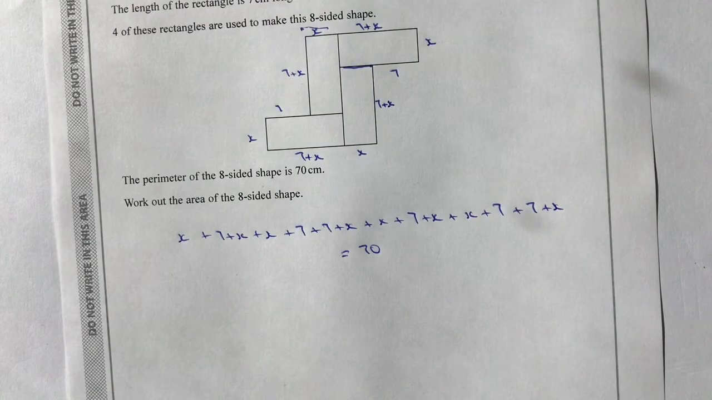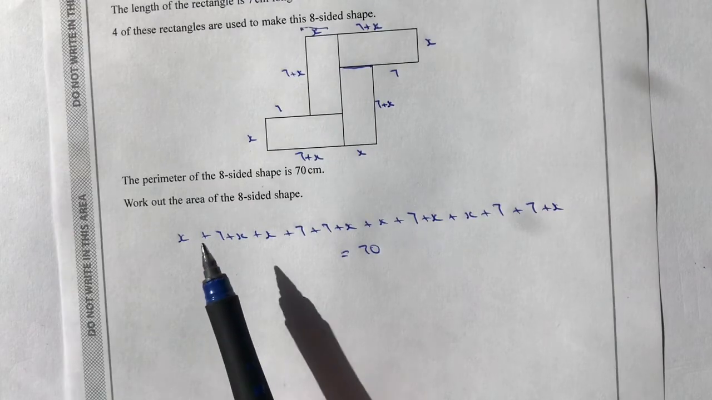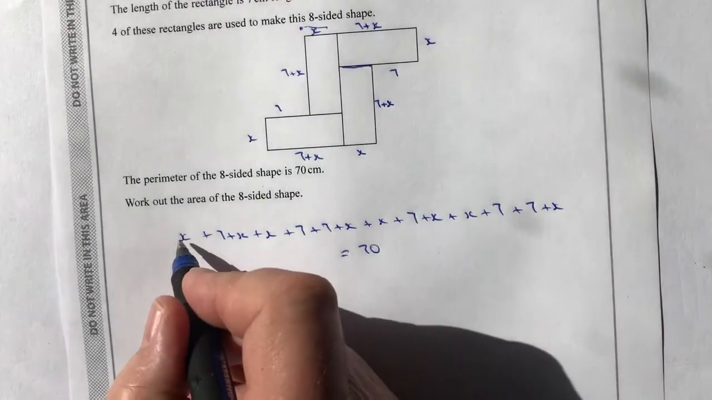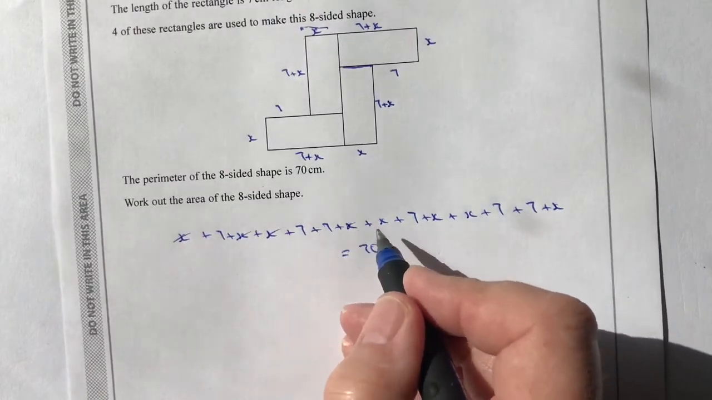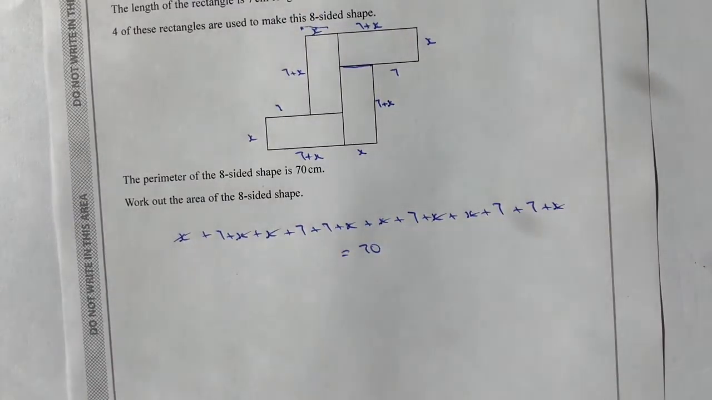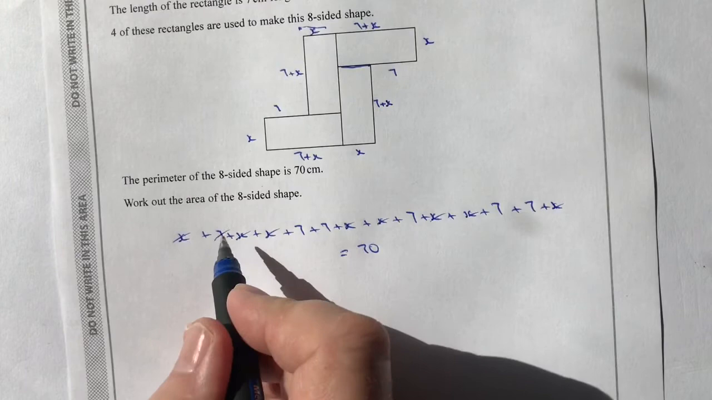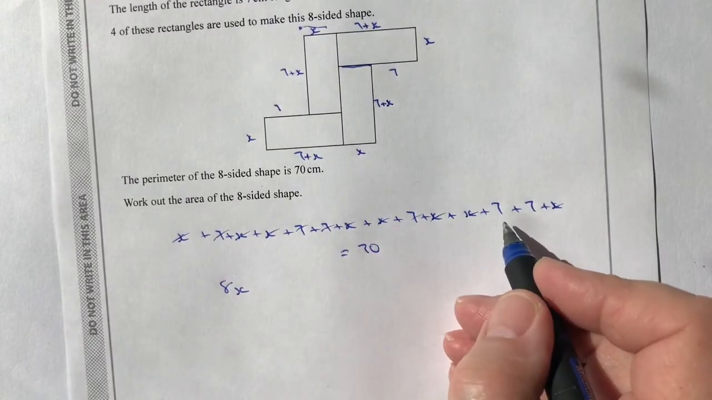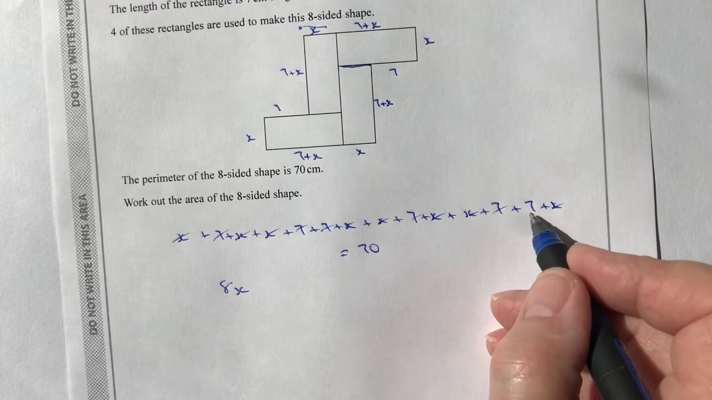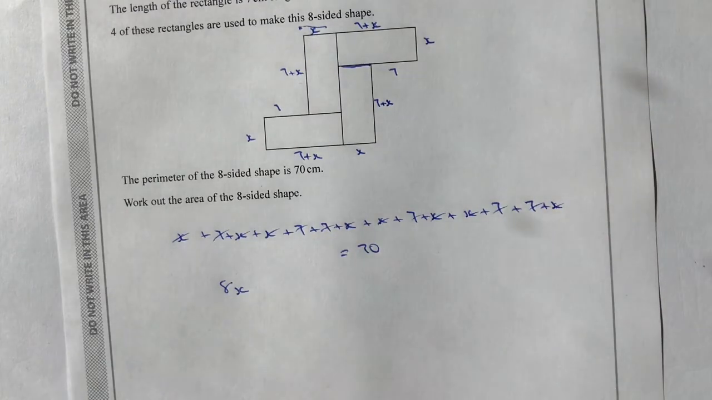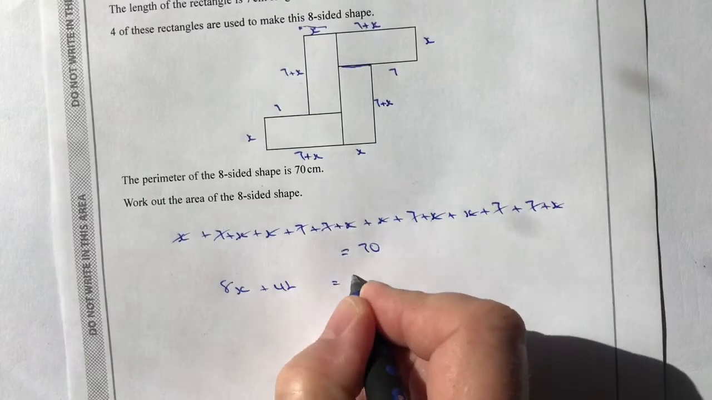Because once we've got the value of x, we can then work out the area of the 8-sided shape, because we'll have the tools to be able to work out the area of each of the rectangles. Okay, so once I put all of this together, what I'm going to find is I've got x, 1, 2, 3, 4, 5, 6, 7, 8. So I'm going to get 8x. Okay, so I can put 8x, and I've got 7, 14, 21, 28, 35, 42, plus 42 equals 70.